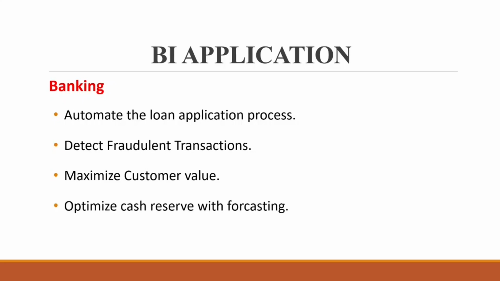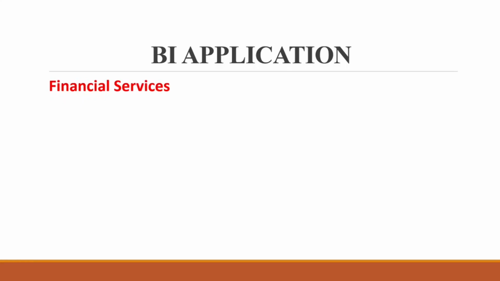Next one is optimize the cash reserve with forecasting. So this is about predicting the future and keeping some cash reserve. See, the bank has to maintain certain liquidity to meet the needs of depositors who are likely to withdraw money, right? And when a person is likely to withdraw the money, the sufficient amount of money should be there in the bank, right? And so this can be very effectively forecasted by using various BI tools, and this can be done by using past data and trend analysis, and banks can forecast how much to keep and how much to invest.